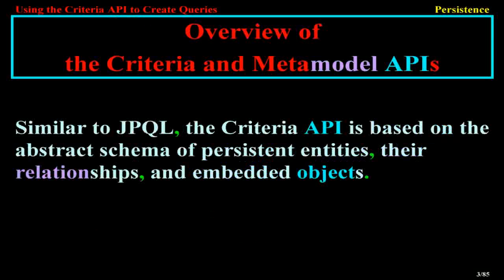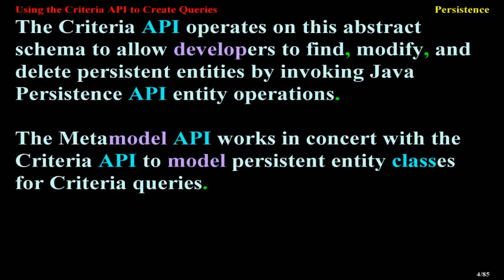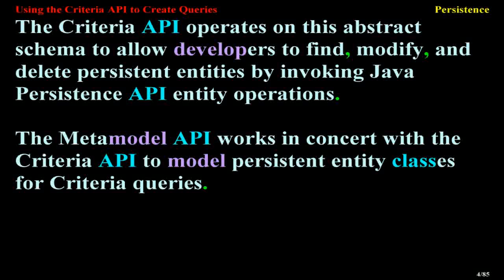Similar to JPQL, the Criteria API is based on the abstract schema of persistent entities, their relationships, and embedded objects. The Criteria API operates on this abstract schema to allow developers to find, modify, and delete persistent entities by invoking Java Persistence API entity operations. The Metamodel API works in concert with the Criteria API to model persistent entity classes for criteria queries.